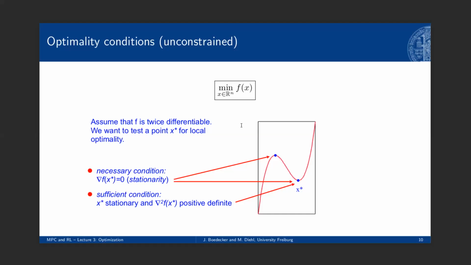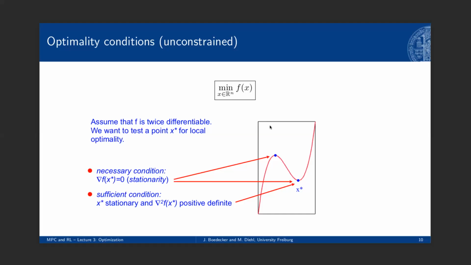But there's also a sufficient condition. That is if the gradient is 0 and the second order derivative, this Hessian matrix, is a positive definite matrix, that means all its eigenvalues are positive, then it is a local minimum. Please note, a symmetric matrix always has real eigenvalues only. So these eigenvalues are really real numbers, but they could be negative, 0, or positive. And if all are positive, then we have a positive definite matrix. And this is then a sufficient condition for local optimality. Imagine this as positive curvature.